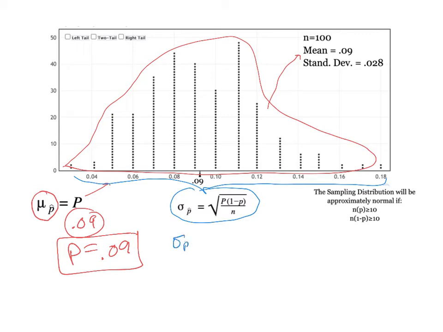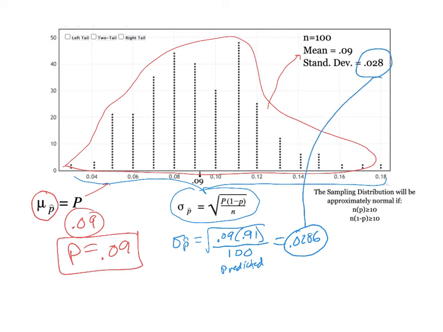So the standard deviation of the graph above should be equal to the square root of p times 1 minus p over n, where p is 9%, 1 minus p is 91%, and my sample size was 100. If I do that calculation, what I get is 0.0286, okay? So you could say that's the predicted standard deviation of that graph above.